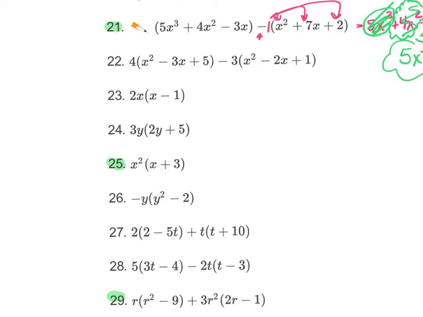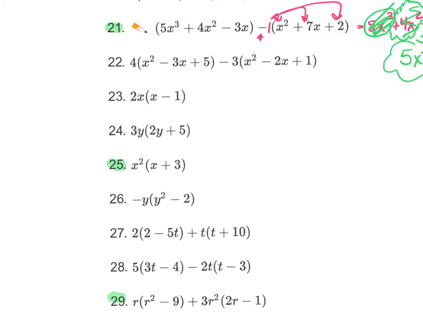Okay, so now looking at this one, guys, number 25, we have a monomial times a binomial. All we're doing is distributing. I'm going to distribute here and here. Remember, when we have like bases and we're multiplying, you add exponents. So x squared times x gives me x to the third, and x squared times 3 gives me plus 3x squared, and then we're done.